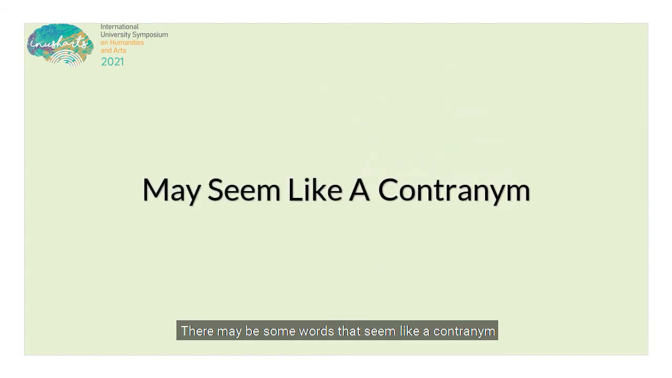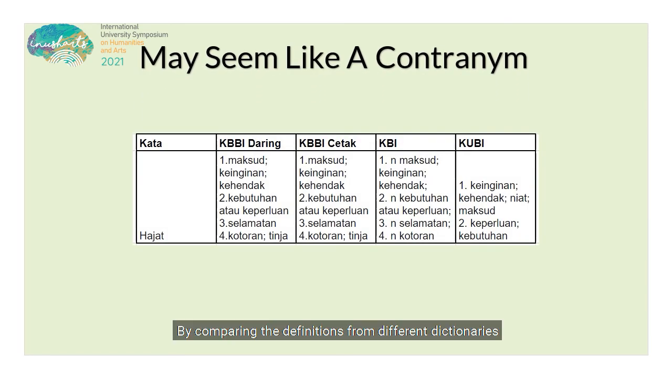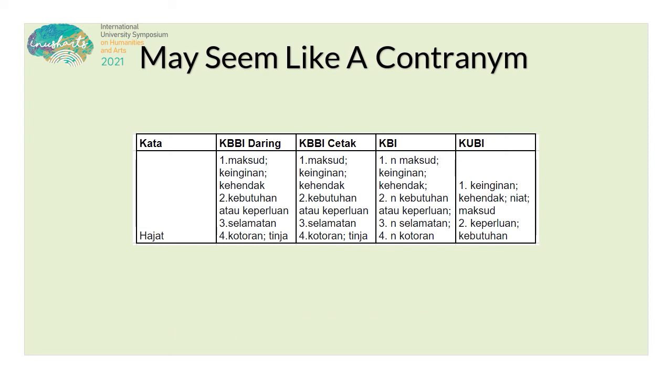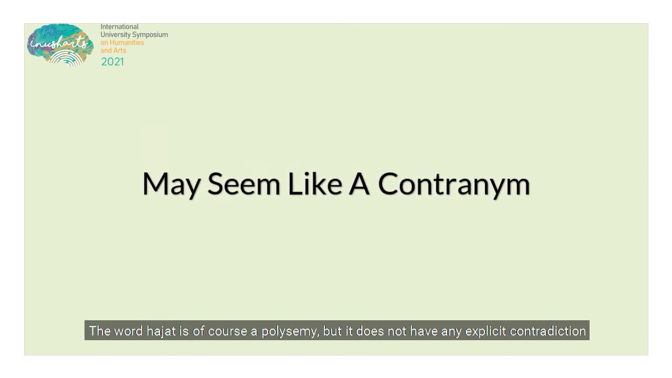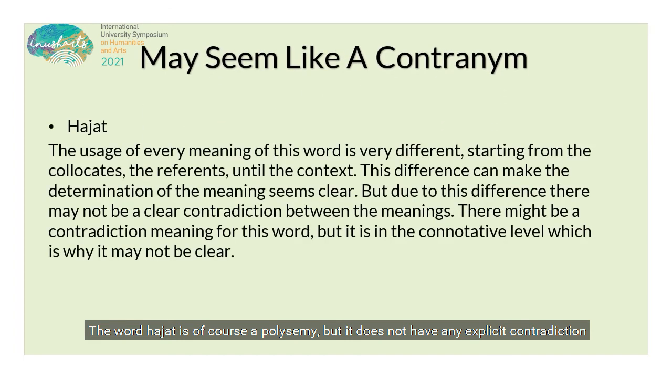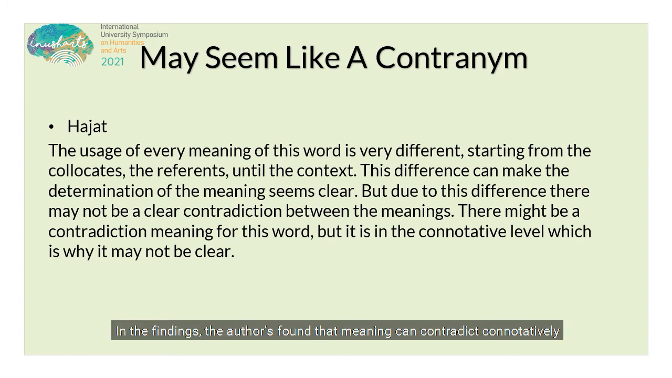There may be some words that seem like a contronym, for example, the word hajat. By comparing the definitions from different dictionaries, it is known that the word hajat is a polysemy with a possibility of having contradicting meaning in it. This possibility can be proven through the usage of the word. The word hajat is of course a polysemy, but it does not have any explicit contradiction both in the meaning and in the usage. In the findings, the authors found that meaning can contradict connotatively. However, in order to define a contronym, meanings have to contradict denotatively or explicitly.